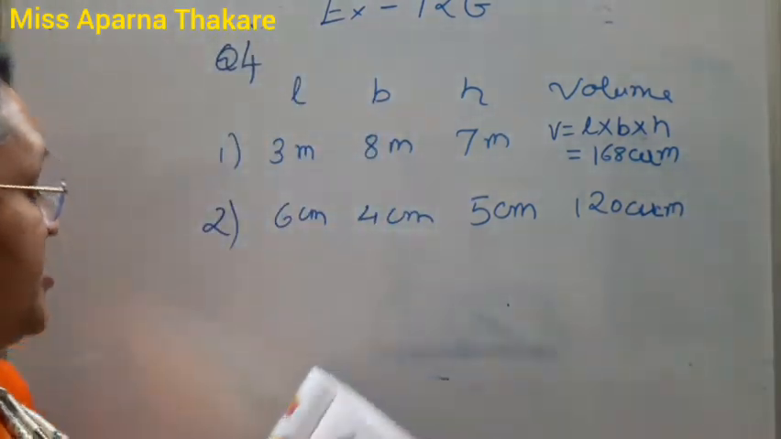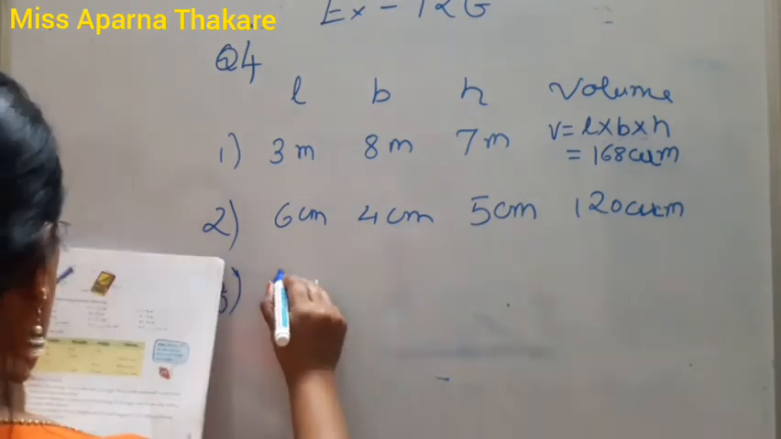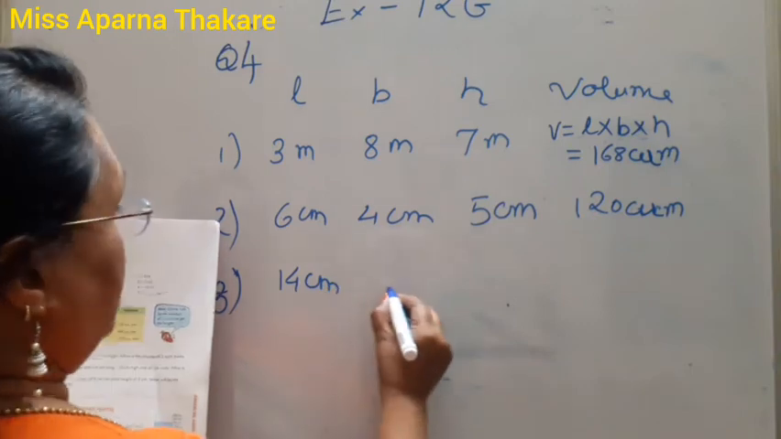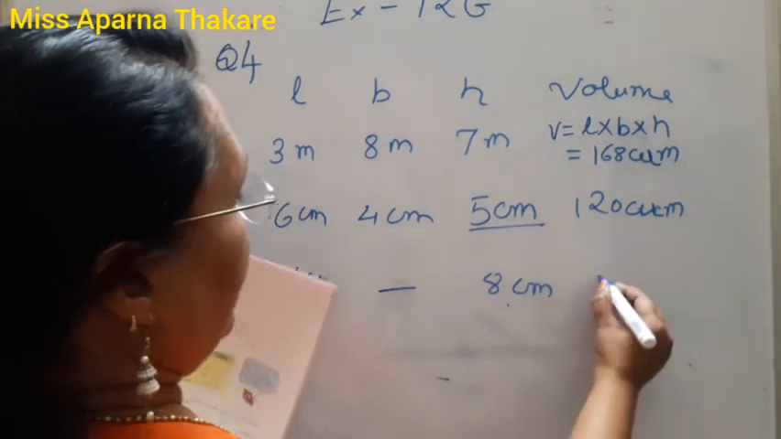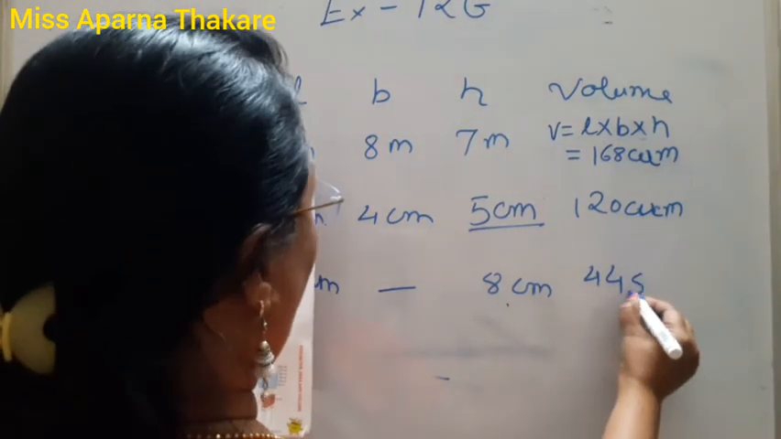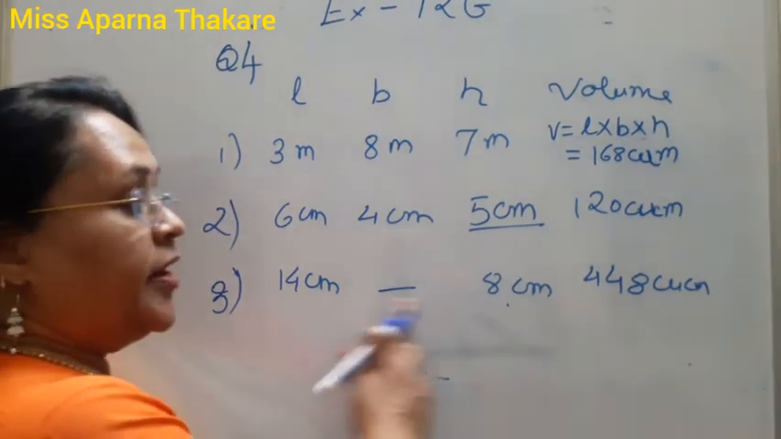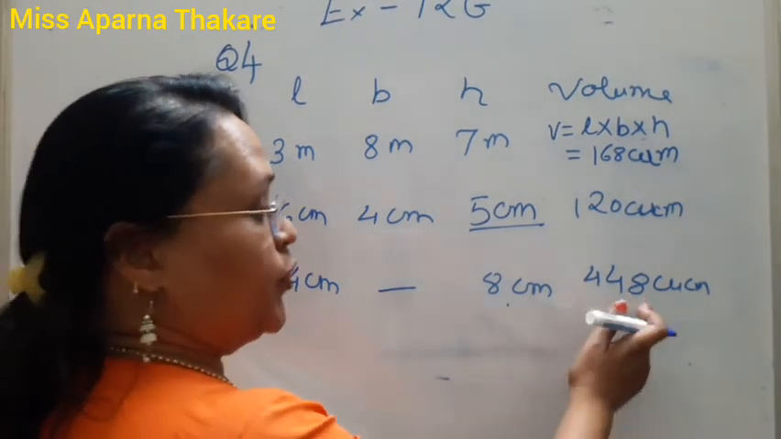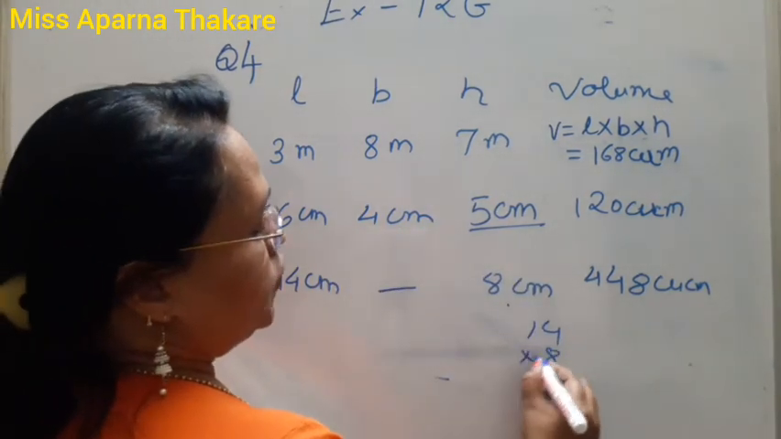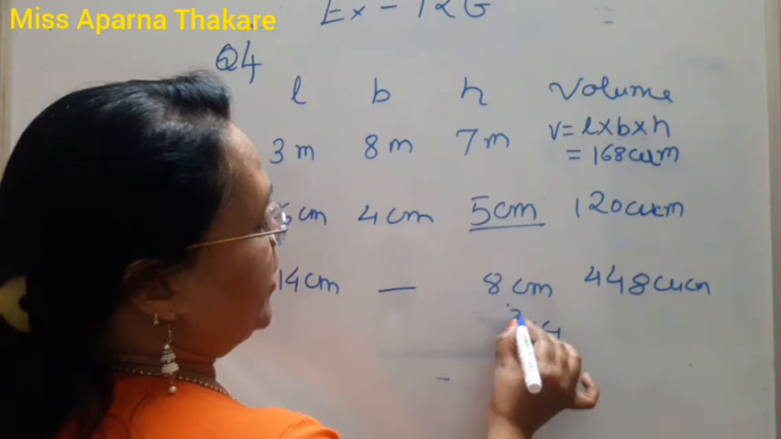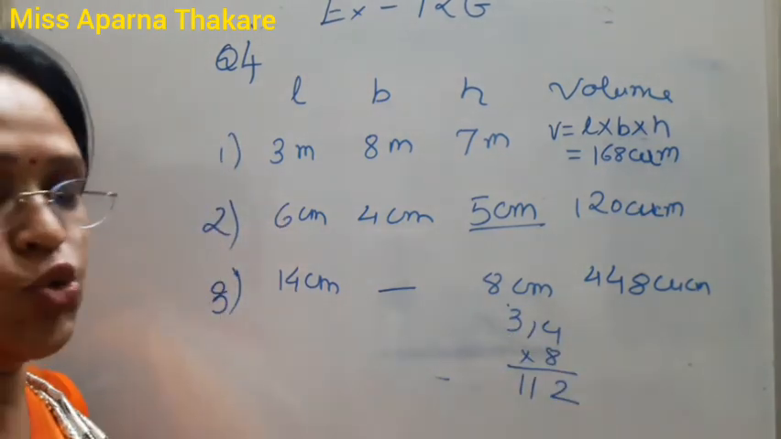Then see the C1. It is 14 centimeter, and we have to find this one, and this is 8 centimeter, and the second is volume, which is given 448 cubic centimeter. Now we have to multiply both and then divide. So 14 into 8. 8 fours are 32, 3 carry, 8 ones are 8, 9, 10, 11. It is 112.